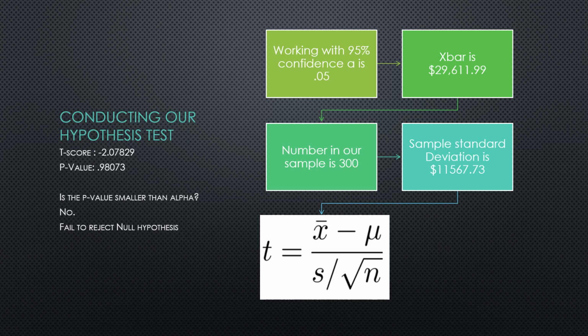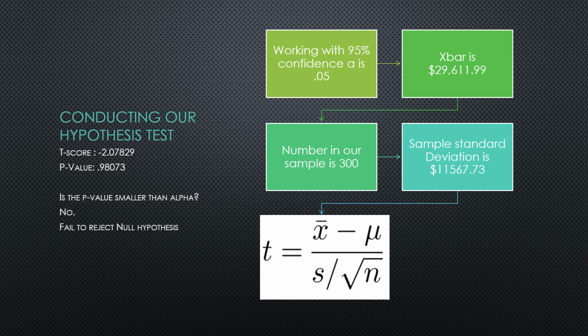The very end number that we end up with, which I'm going to talk about a little bit later, we want it to be less than 0.05. If it is more than 0.05, then ultimately we fail to reject. And if it's less than 0.05, then we get to reject our null hypothesis. We get to reject the original claim that was given to us.